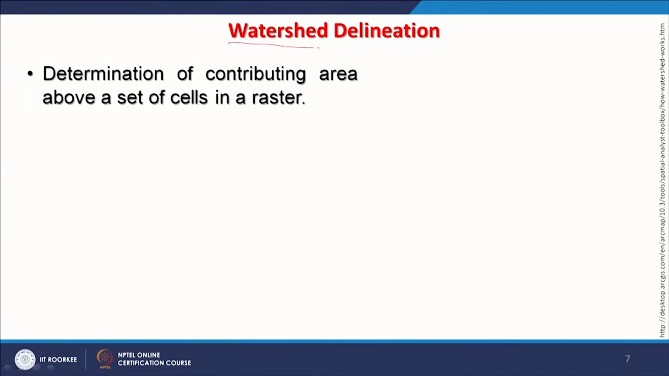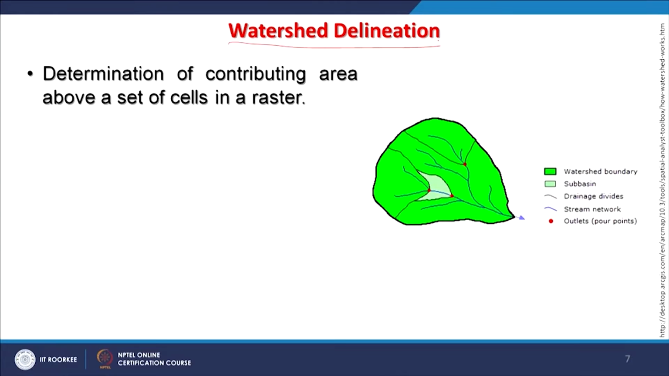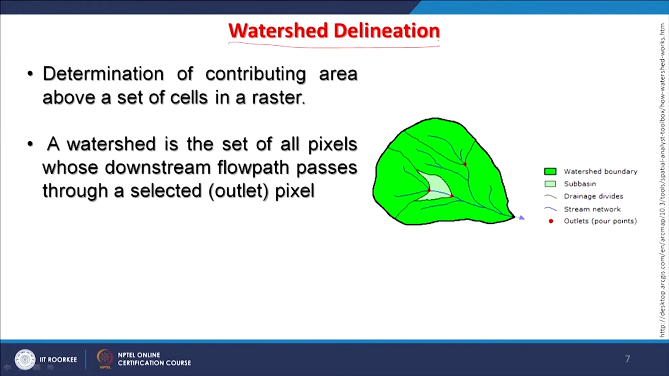Now, the sixth one is the watershed delineation, or delineation of watershed boundary, which is the determination of the contributing area above a set of cells in a raster, that is our digital elevation model. So, the only requirement here is deciding the outlet. Once the outlet, the pour point, has been decided, then the watershed can be delineated using the flow accumulation theme.